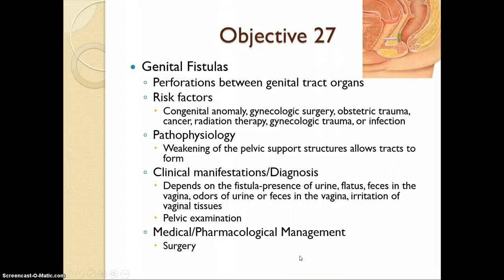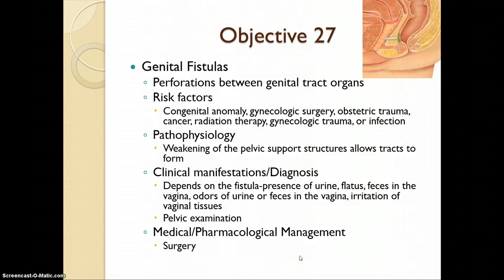Genital fistulas are perforations between genital tract organs. The risk factors for genital fistulas include congenital anomalies, gynecologic surgery, obstetric trauma, cancer, radiation therapy, gynecologic trauma, and infection. The pathophysiology of genital fistulas includes weakening of the pelvic support structures, which allows the tracts to form. The clinical manifestations and diagnosis depend on the fistula.